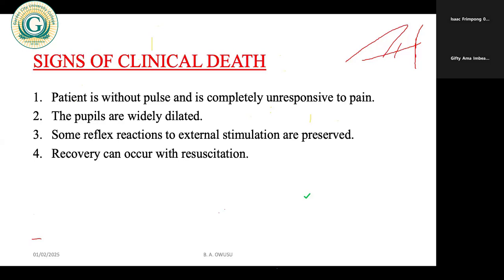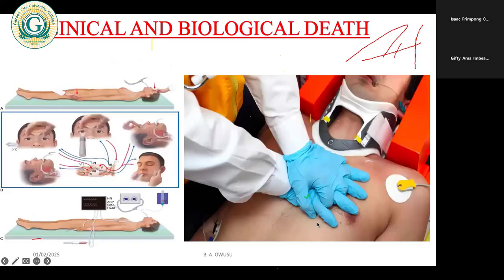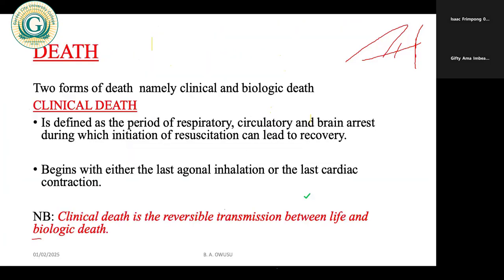Okay, so I want to ask about the clinical death. Yeah, I have on mute. Please, can you hear me? Sure, we can. Yeah, I want to ask about the clinical death. You said the definition was if there is cessation of respiration, circulation, and then brain arrest. So I want to know the full meaning of that brain arrest.